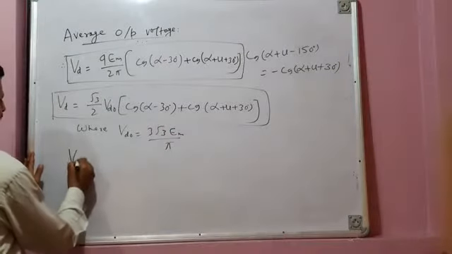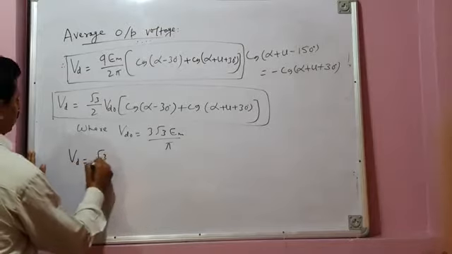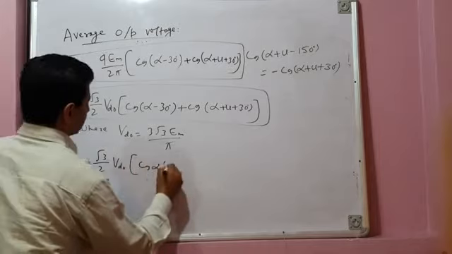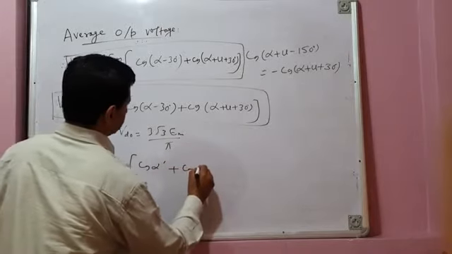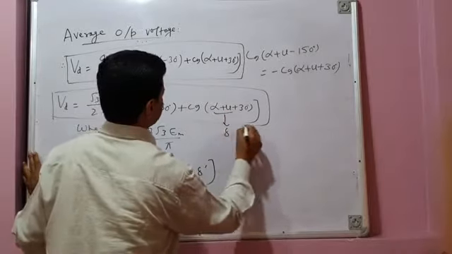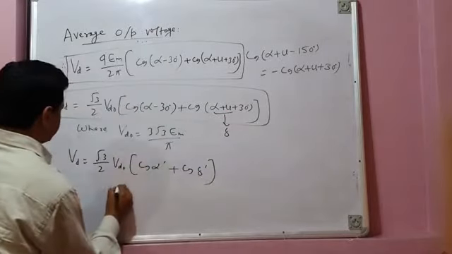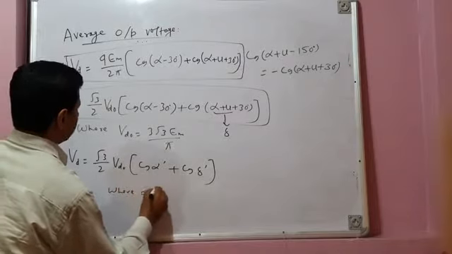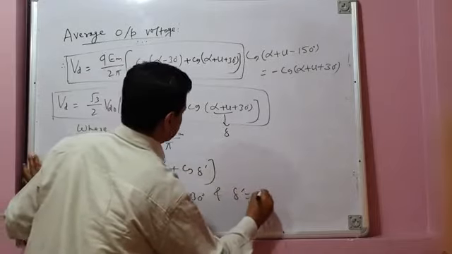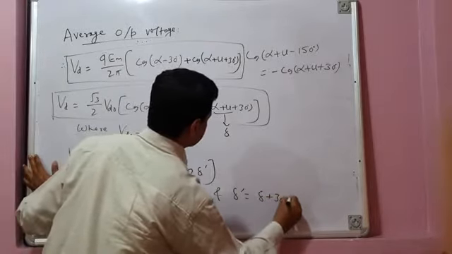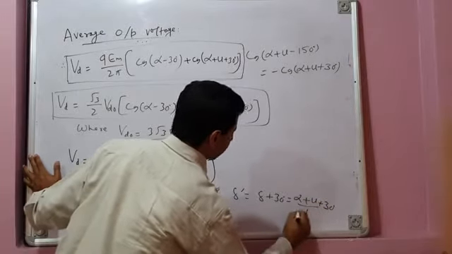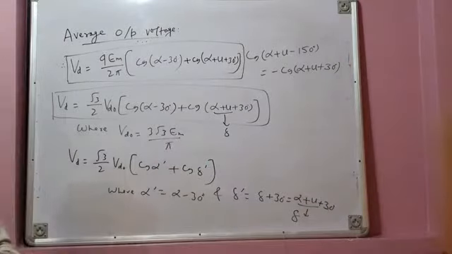So we can also write it like this: Vd is equal to root 3 by 2 Vd naught times cos alpha dash plus cos delta dash, where this alpha plus u is delta. So where alpha dash is equal to alpha minus 30 degrees and delta dash is equal to delta plus 30 degrees. That is alpha plus u plus 30 degrees, because alpha plus u we can take as delta.